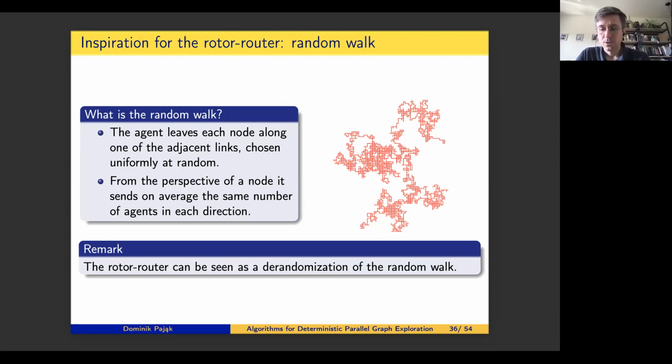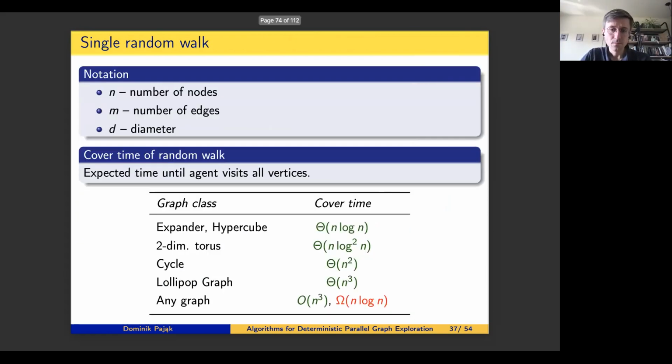And when it comes to graph exploration, the time until every node has been visited by at least one of these agents is surprisingly close to the time of multiple random walks. This is something that we found pretty interesting.